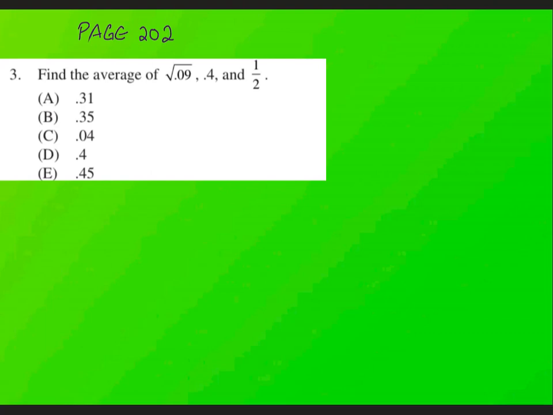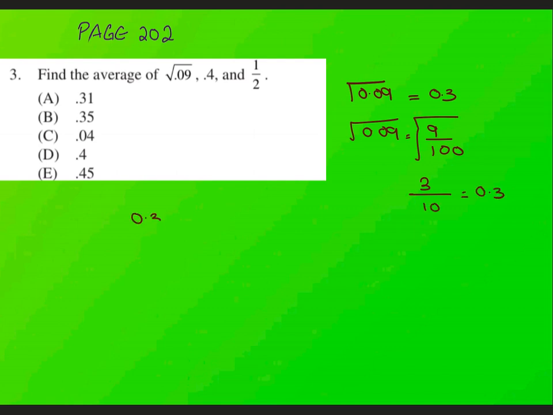Now to find the average of these three numbers, I'll first convert these into decimals. So square root of 0.09 is actually 0.3. Why? Because 0.09 is 9 upon 100. So square root of 0.09 is square root of 9 by 100, which we know is root 9, that's 3, upon root 100, which is 10. So therefore this is 0.3.